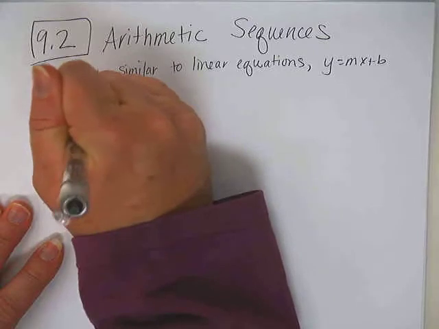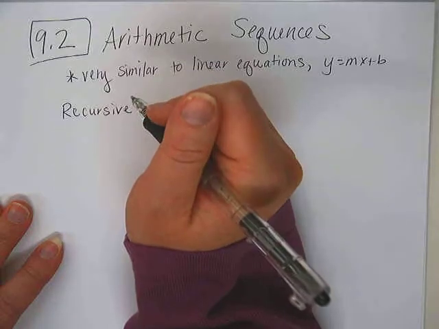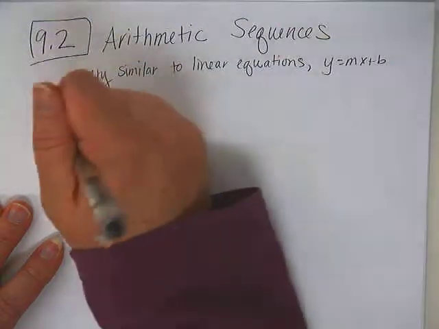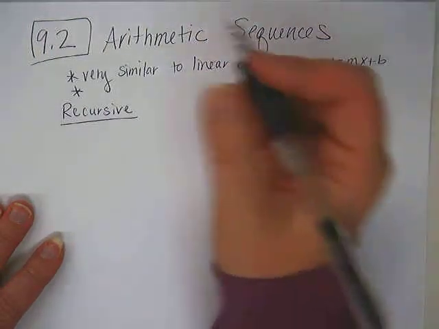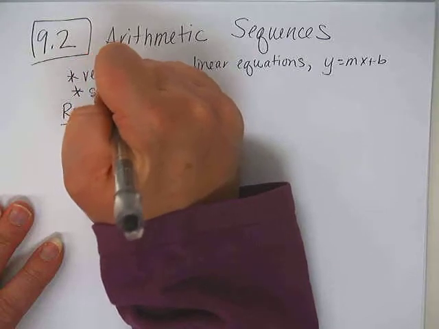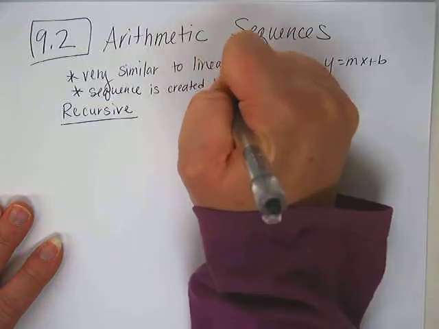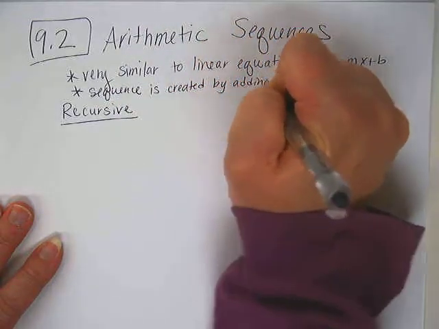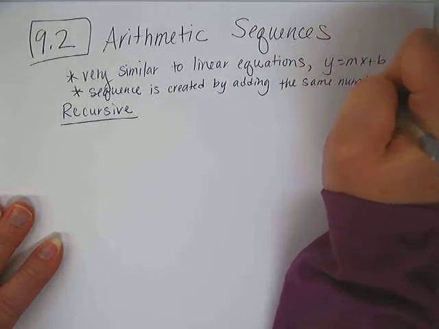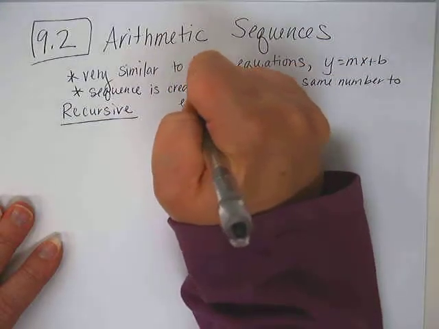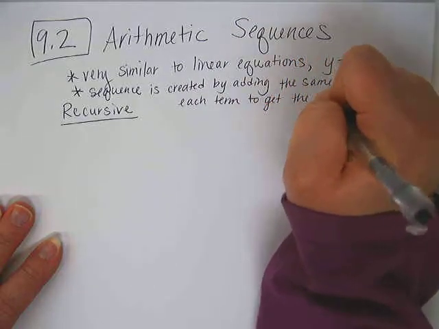Okay, first of all, let's look at the different types of formulas for these. Oh, and I should have defined arithmetic sequences first, probably. So let's throw a definition in here. The definition of arithmetic sequence is that the sequence is created by adding the same number to each term to get the next number.